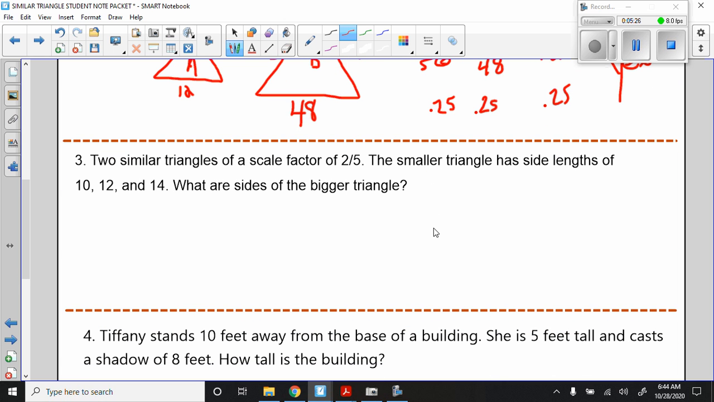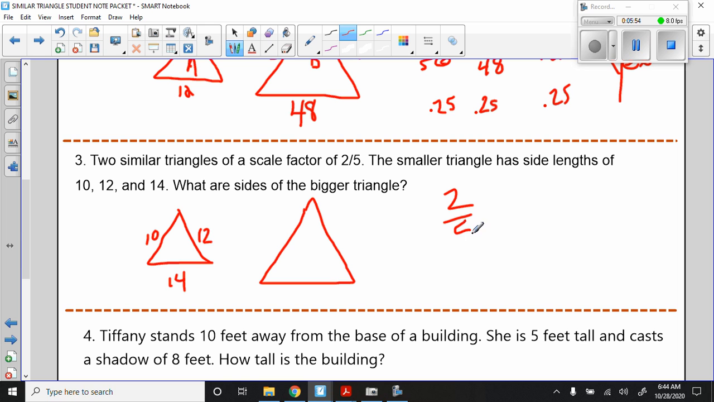All right. Two triangles with a scale factor of 2 to 5, 2 over 5. The small triangle has side lengths of 10, 12, 14. What are the sides of the bigger triangle? We can go ahead and find the perimeter too, because you're going to have to find perimeter on some of these anyway. Consistent again, I'm going to put my small here, my medium, and my large here. We need the sides of this bigger triangle. Remember, our scale factor is 2/5.